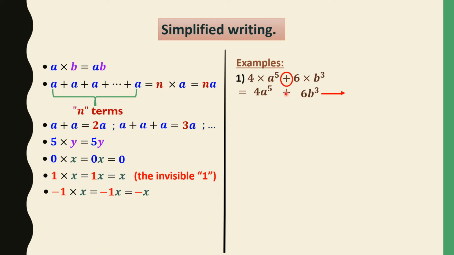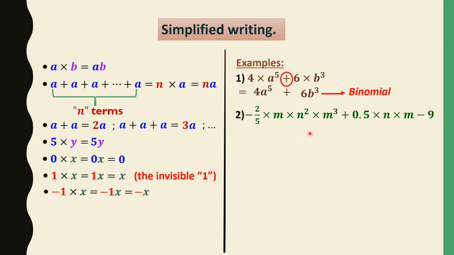And if an algebraic expression has two monomials, we call it a binomial. A binomial is an algebraic expression containing two monomials. When we say monomial, it comes from mono. Mono means one term. Here we have two terms. It's a binomial.